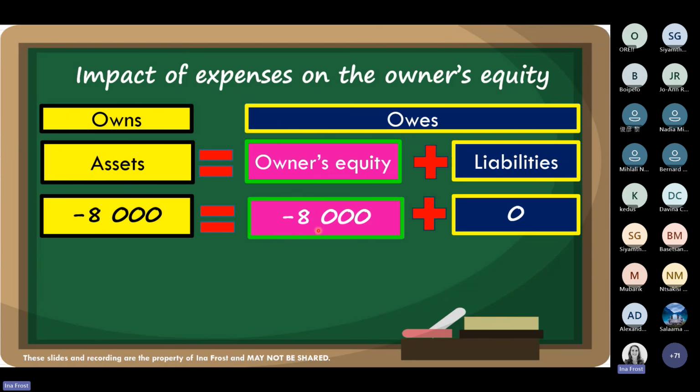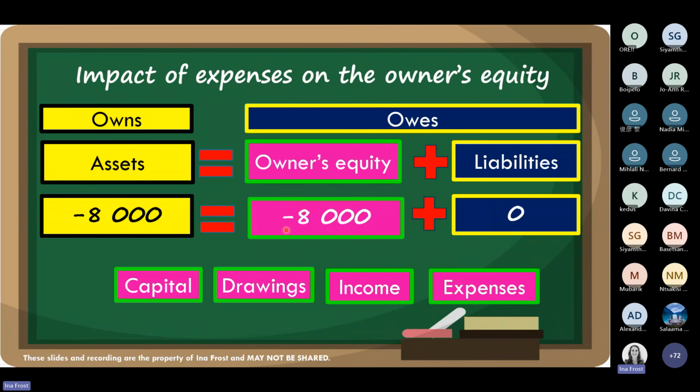But it is this minus that I think is causing the problem. So remember again that owner's equity has those four components. If an individual expense increases, you can see my arrow here, we must always think about how it will impact owner's equity. If an individual expense increases, the owner's equity is going to decrease.